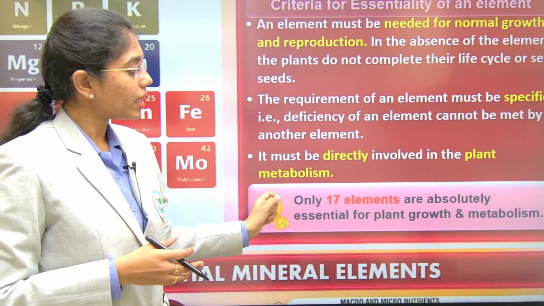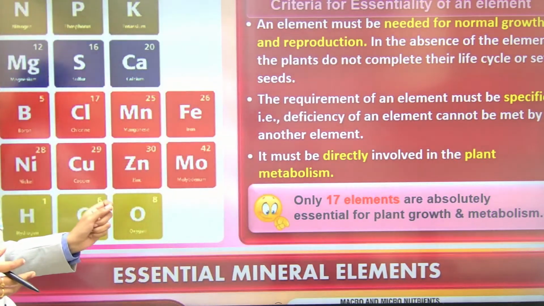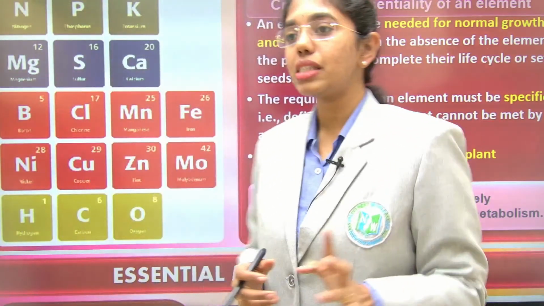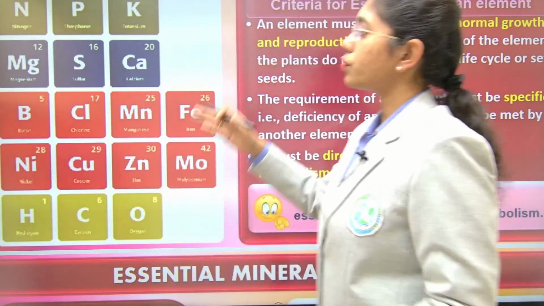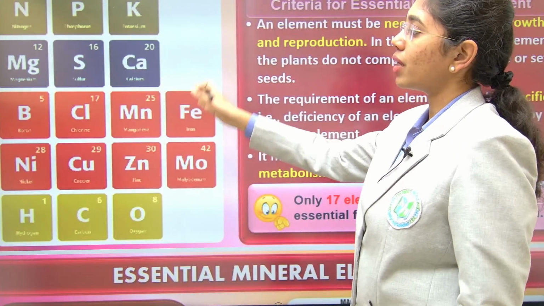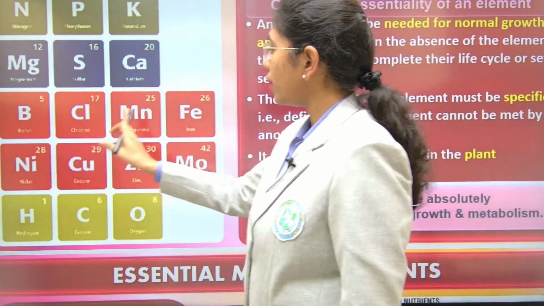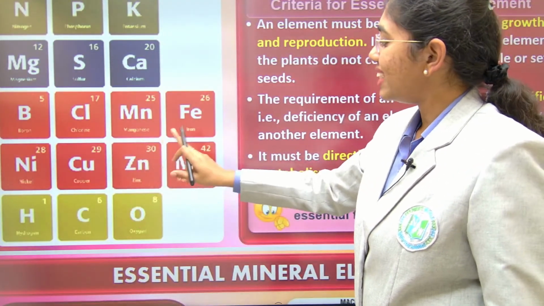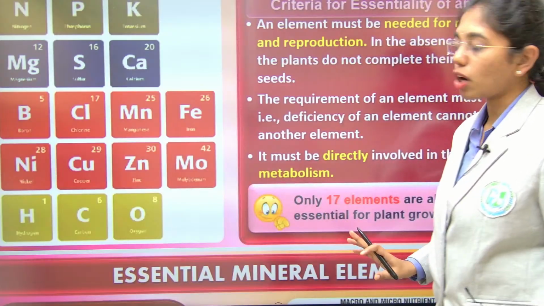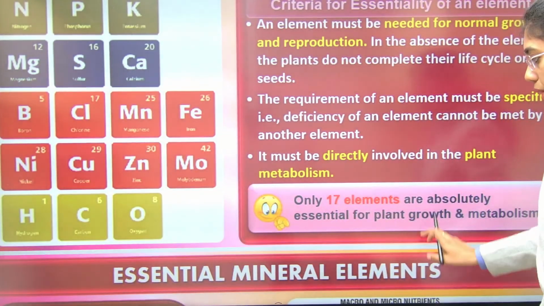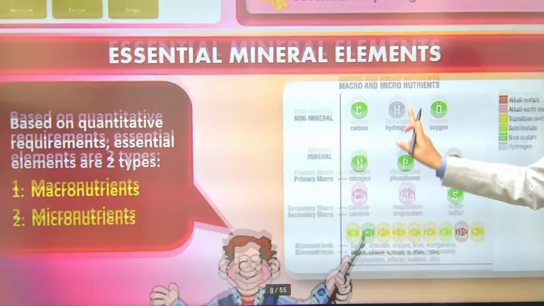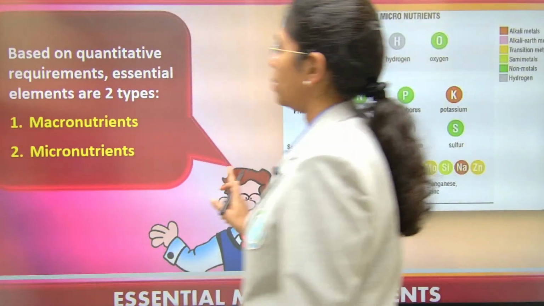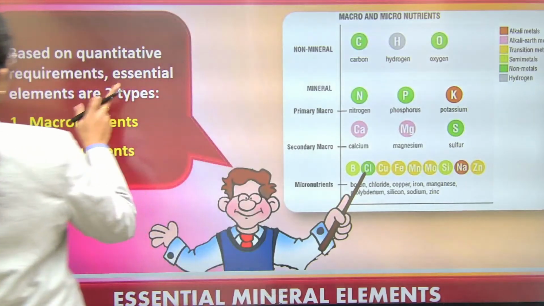Only 17 elements are absolutely essential for plant growth and metabolism. We have 17 elements like nitrogen, phosphorus, potassium, magnesium, sulfur, calcium, boron, chlorine, manganese, ferrous iron, nickel, copper, zinc, molybdenum, hydrogen, carbon, oxygen. Hydrogen, carbon and oxygen, you will get through the raw materials directly.